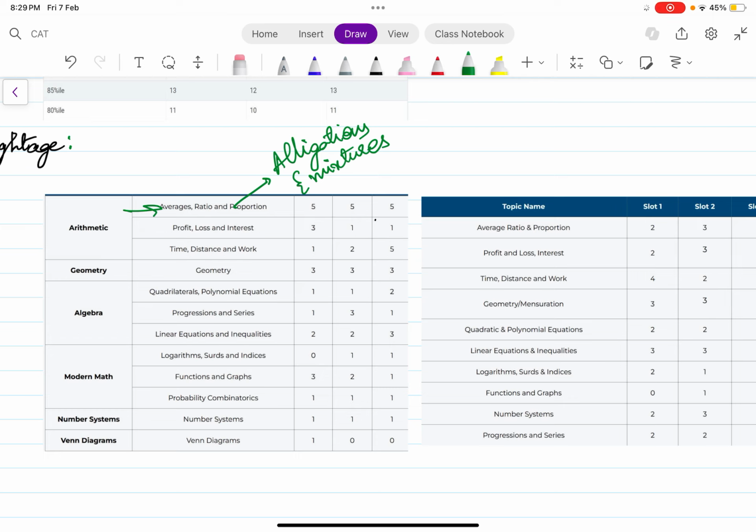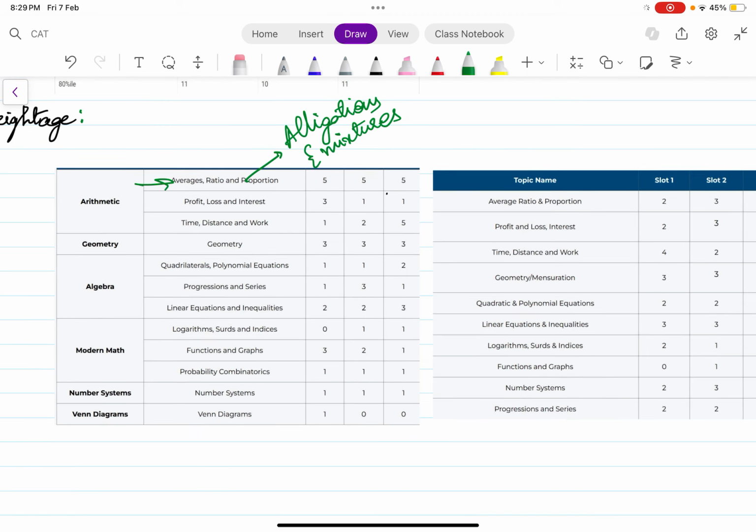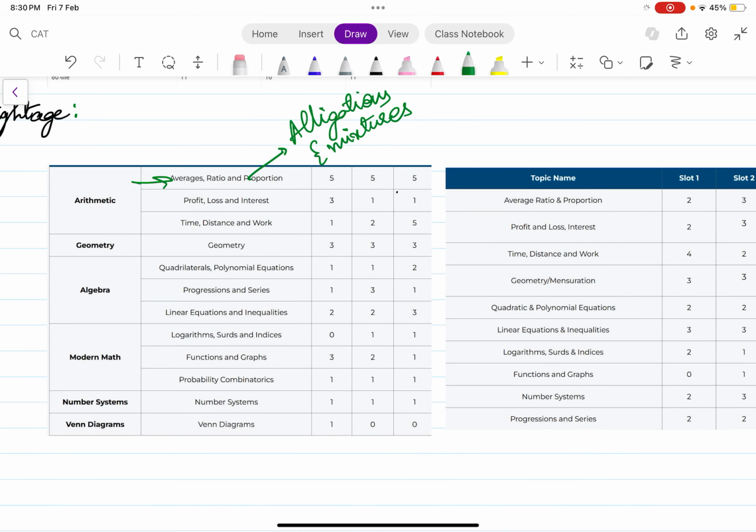So it is important for us to learn these kinds of techniques and then apply them as soon as you see a problem. Meaning, with allegations questions, it might be difficult for you to associate a problem with this method as soon as you look at it. So practice is the only way you can be habituated to this formula. Again, allegations and mixtures can be used for profits and losses as well.